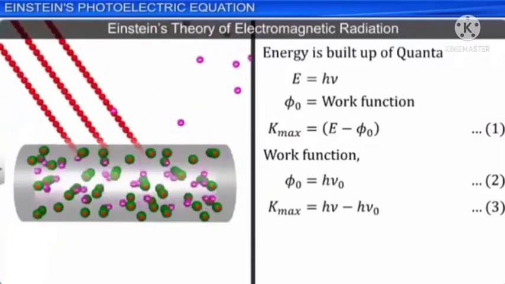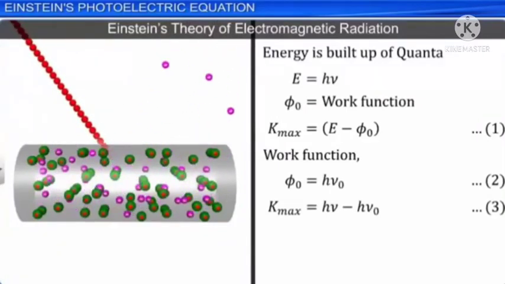If V0 is the stopping potential for a certain frequency nu of the incident radiation, the maximum kinetic energy K max is equal to eV0. Let this be equation 4. Substituting equation 4 in equation 3, we have eV0 is equal to h nu minus h nu naught. Let this be equation 5.